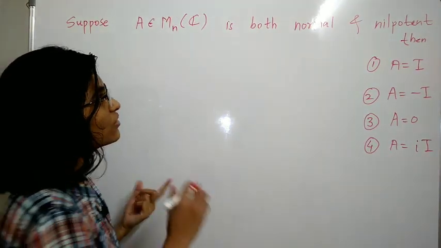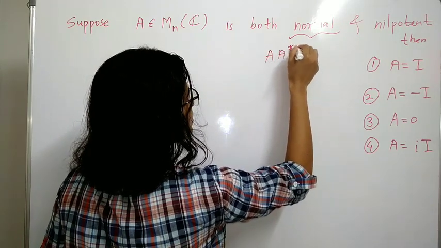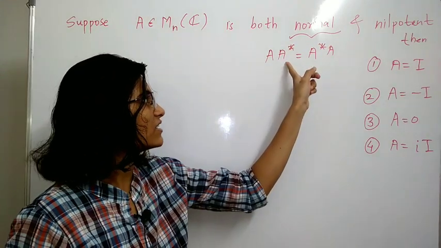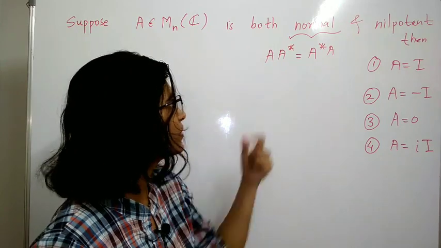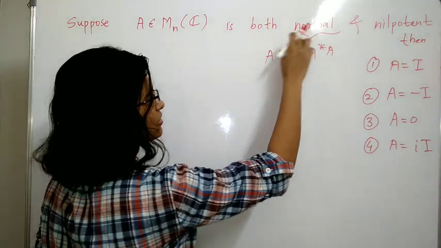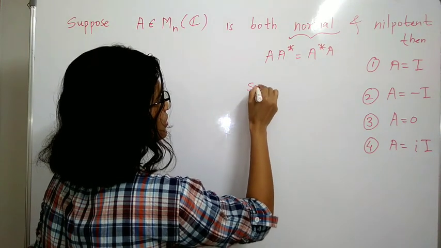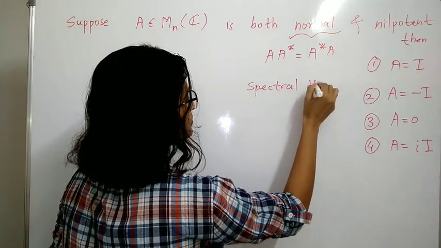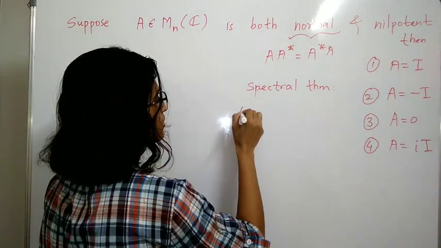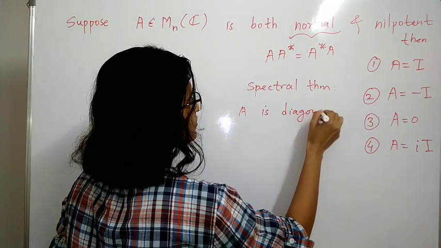So for this, what is the definition of normal? Normal means A times A star is equal to A star times A, where A star is the conjugate transpose of the matrix A. We will not use this exact definition of normal, but we will use a consequence of normality. What is the theorem? It is called the spectral theorem, which says that every normal matrix is diagonalizable. That means here A is normal, so A is a diagonalizable matrix.